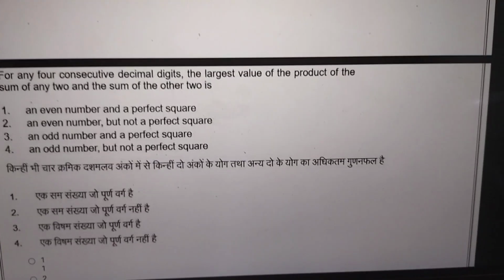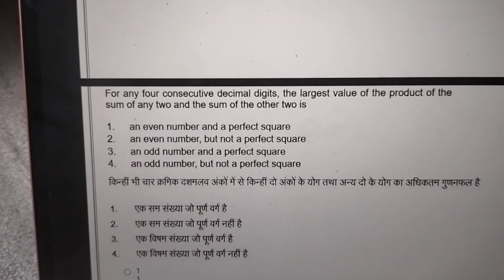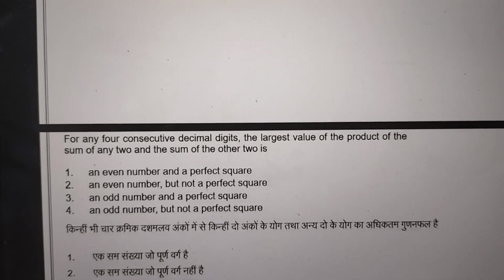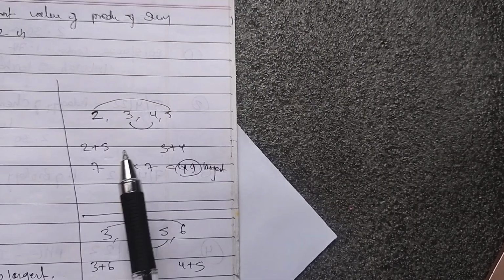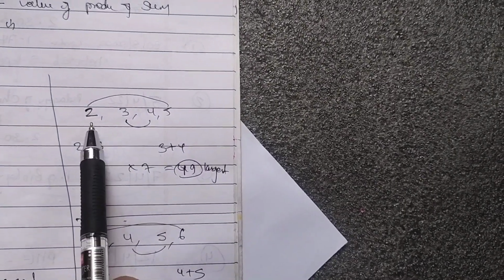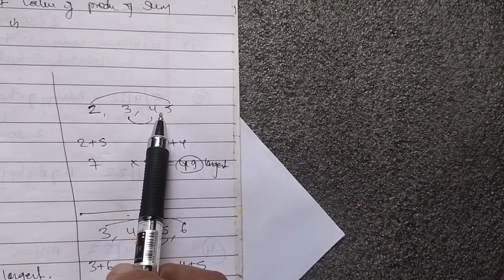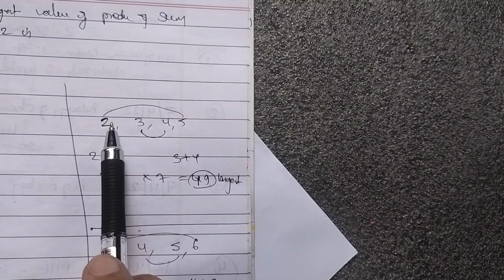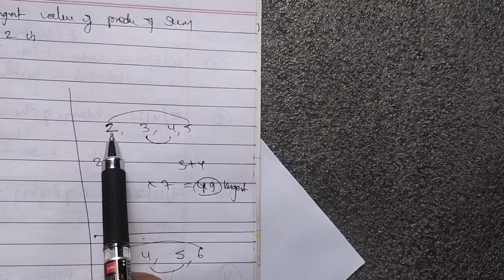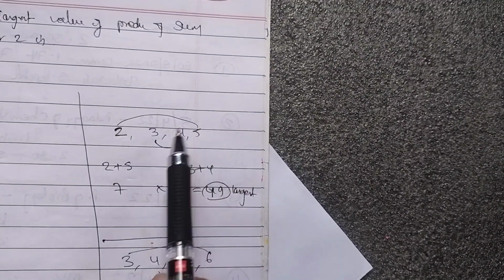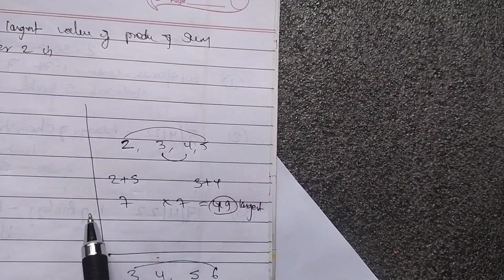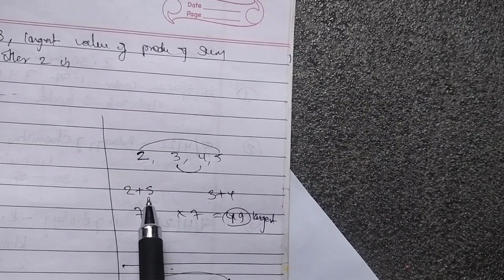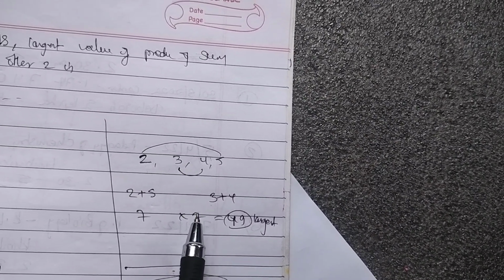So here is another question. For any 4 consecutive decimal digits, what is the largest value of the product of the sum of any 2 and the sum of the other 2? Let us take an example. Suppose these are the 4 consecutive decimal digits. The largest value of the product will be when you multiply the sum of the first and the last, and the sum of the second and the third. So 2 plus 5 is 7, 3 plus 4 is 7. So 7 into 7 will be 49.